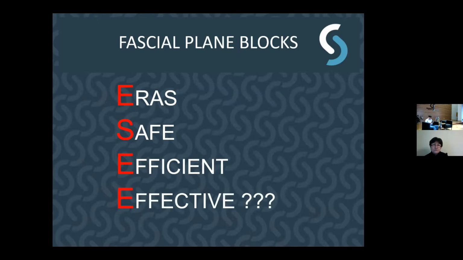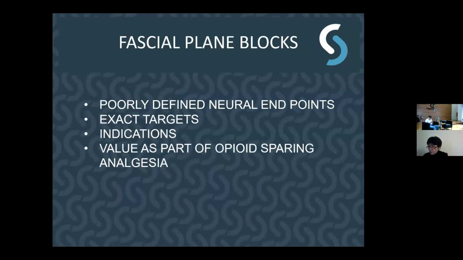Are they effective, however? Now, yes and no. What we found is that all fascial planes are equal, but some are more equal than others, if I can quote George Orwell. So the problem with fascial plane blocks is that they have poorly defined neuronal endpoints. Now, not all of them, this doesn't apply to all of them, but usually we say that we are aiming for these nerves, but is that exactly what causes the pain relief? There's no specific exact targets unless you have a specific nerve in that plane that you are blocking.